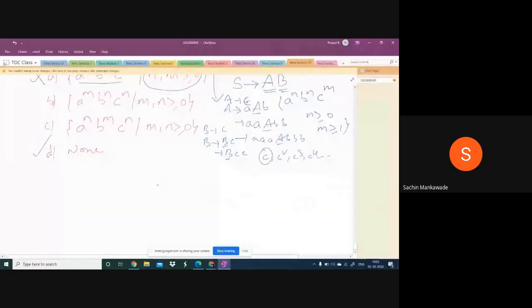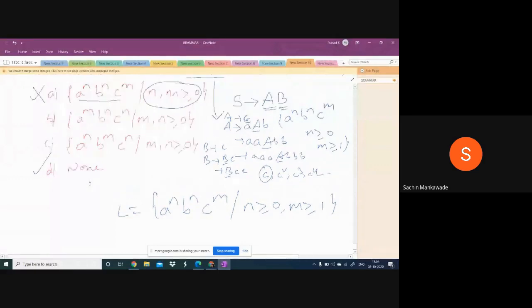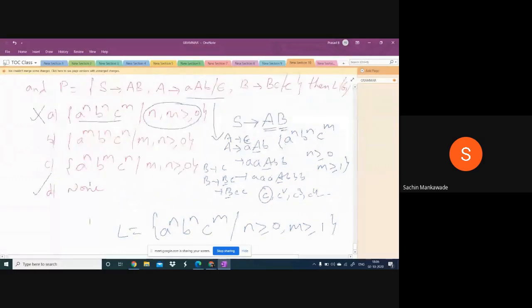Okay. So finally, the language will be A power n, B power n, C power m, n greater than or equal to 0, and m greater than or equal to 1, or m greater than 0, whatever this is. But this is not given. Okay. Do you understand? Yes.